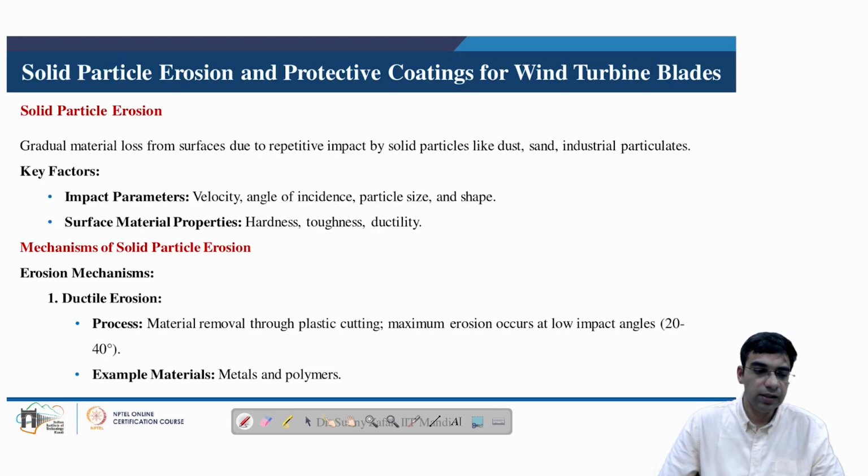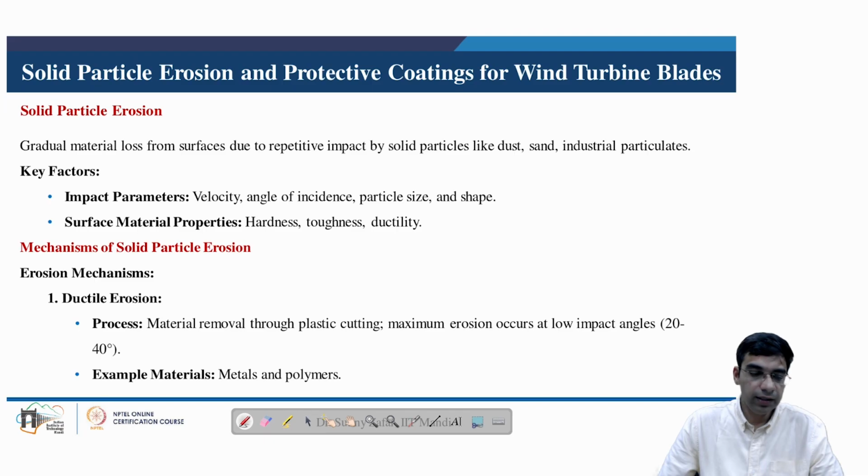Next is basically the solid particle erosion, which is a gradual loss of material from the surface of the wind turbine blade by repetitive impact of solid particles like dust, sand, or industrial particulates. The key factors in solid particle erosion include impact parameters like velocity, angle of incidence, particle size, and shape. Surface material properties include hardness, toughness, and ductility.